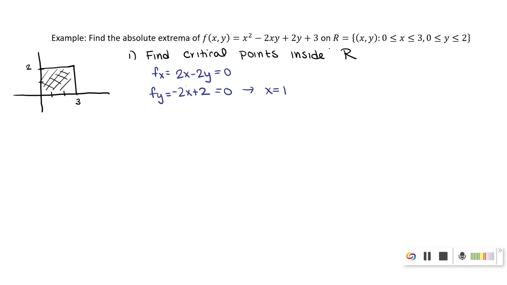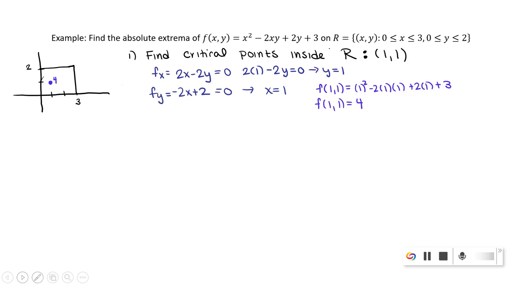The simplest one to solve is my f sub y. If I set that equal to 0, I just get x equals 1. So f sub y equals 0 when x is 1. And then if I plug 1 into my f sub x, I can solve for y, and I get y equals 1. So both of these partials are equal to 0 only at the point (1, 1).